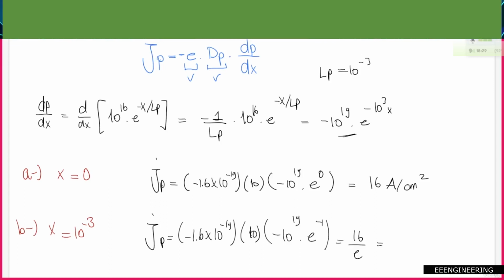So in the end, what we're going to have is 16 over e, which, let me check my calculator, is going to be something about 5.89 amperes per centimeter square.